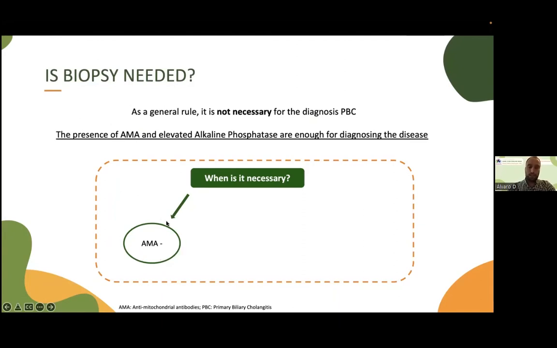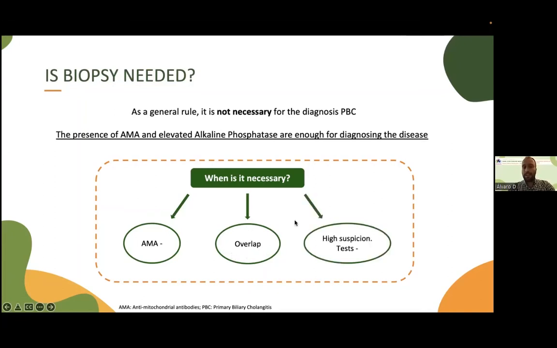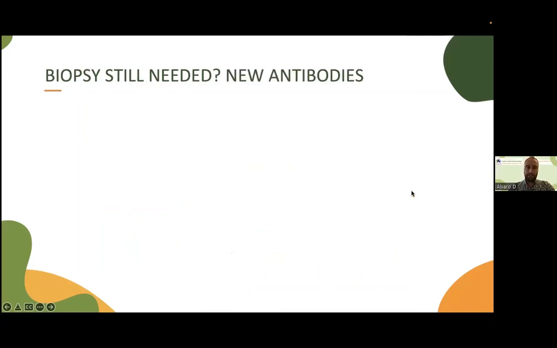other antibodies that we will see in the following slide, in the situation of high suspicion of overlap syndrome. Overlap syndrome, especially with autoimmune hepatitis, refers to the simultaneous presence of both diseases. In this case, it would be autoimmune hepatitis and also primary biliary cholangitis. And finally, another indication for biopsy is in the setting of high suspicion, but the remaining tests are negative.